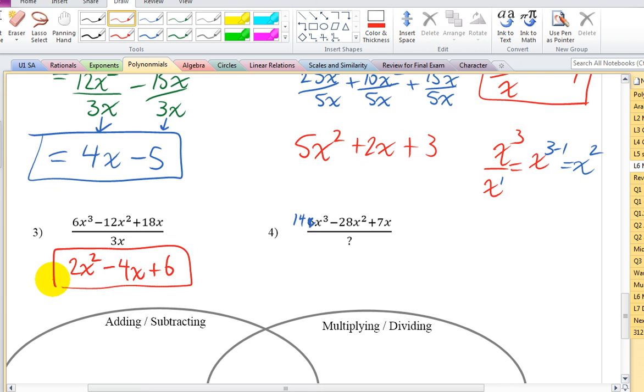Next one. Please change this to a 14. That should be a 14. So we have another typo here. Then we have 14, 28, and 7. We have x cubed, x squared, and x. Can anyone think about what we can divide them all by? Any ideas? 7x.